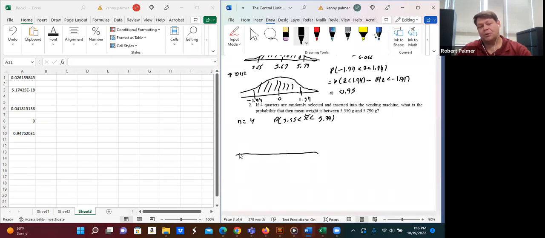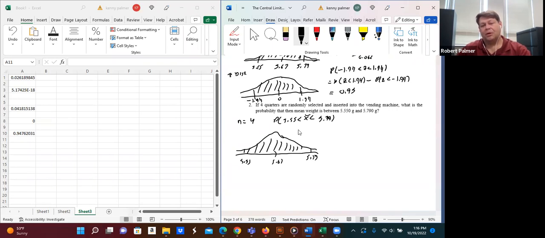And so once again, our original distribution, now this is going to be a sampling distribution, so it's going to be more narrow, though not a whole lot more narrow, because our sample size is still relatively small. And also the sample size is okay because we started with the normal distribution. So this is 5.79 over here, and then 5.55 over here. Okay, so we want to find this area in between those values.